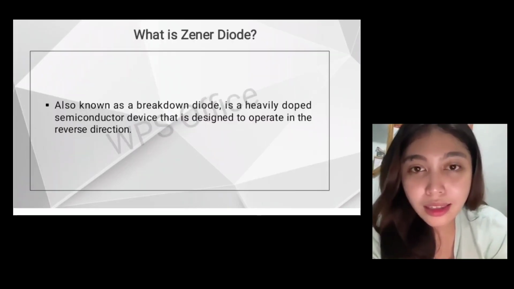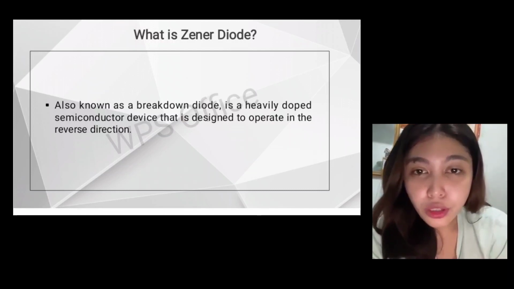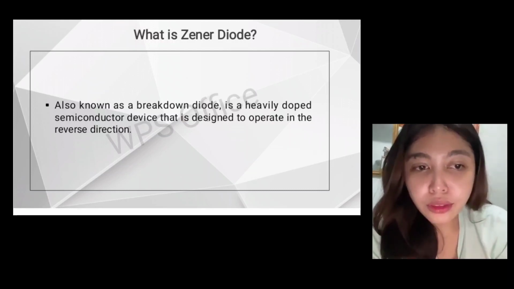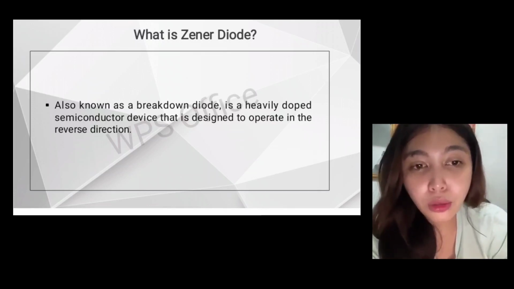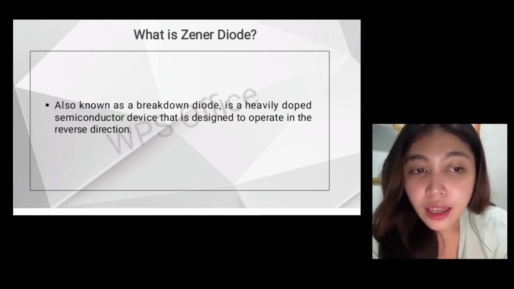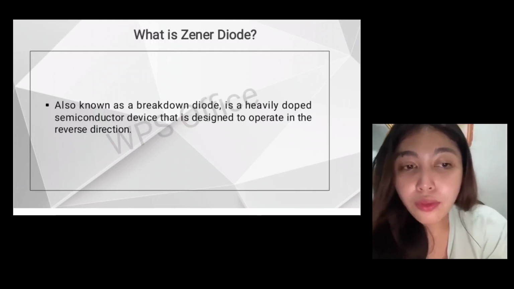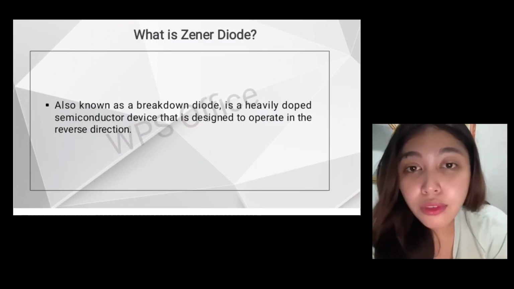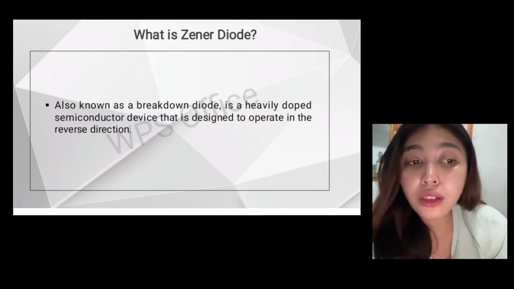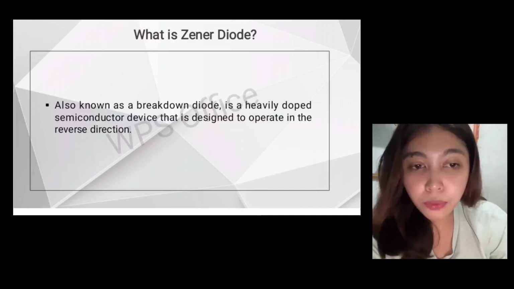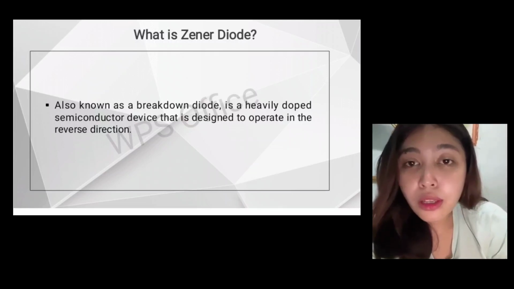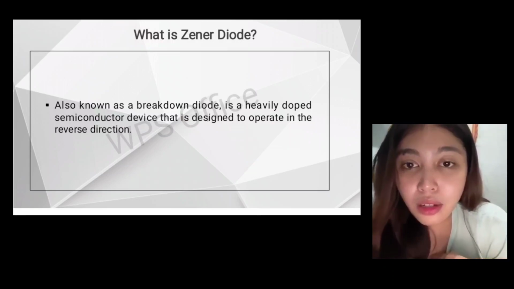We will be discussing the Zener diode. So first, what is a Zener diode? It is also known as a breakdown diode, a heavily doped semiconductor device designed to operate in the reverse direction. When the voltage across the terminals of the Zener diode is reversed, the potential reaches the Zener voltage and the junction breaks down. So, the current flows in the reverse direction. This effect is known as the Zener effect.